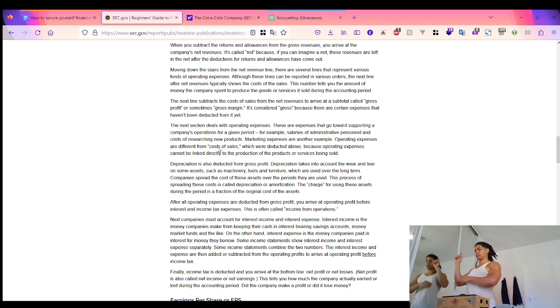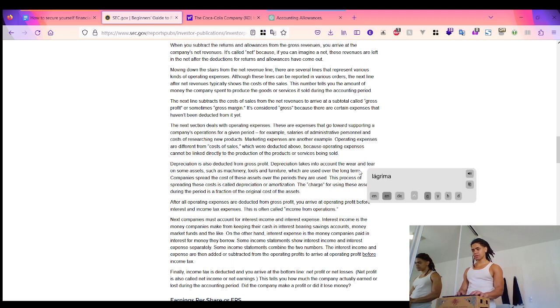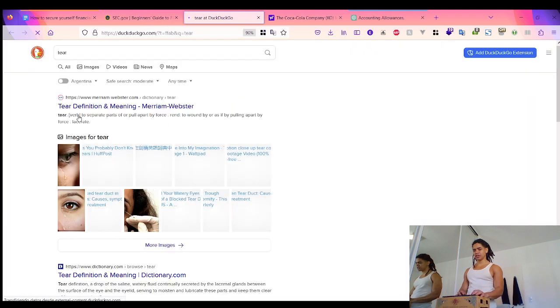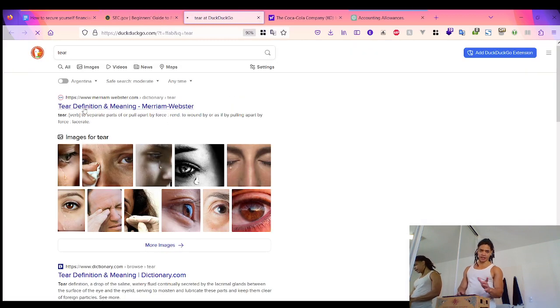Okay, so from gross profit, you are going to deduct operating expense, and depreciation is also deducted from gross profit. And depreciation takes into account the wear and tear of some assets. Tear. Yeah, I know, but in this context here, not that kind of tear.